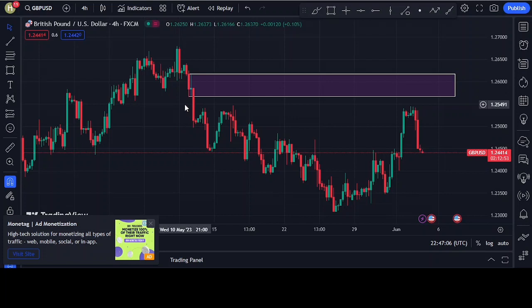Now rule number two: a valid supply or demand zone must break structure or change character. What character or structure do we have here? From here we can say we have an uptrend: higher high, higher low. From this point to this point, higher high, higher low. Then we create another higher high. This shows an uptrend.